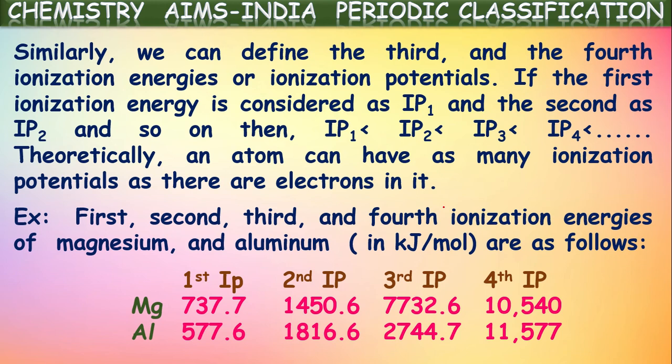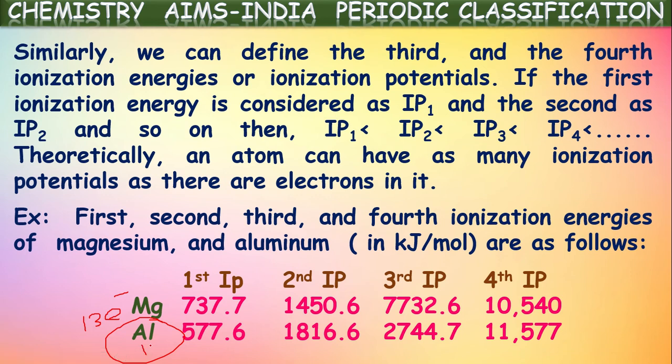If you see any atom, the first ionization energy will always be lowest, the second ionization energy will be greater than the first, and the third will be greater than the second. In that way, they are in increasing order. Why is it so? Do you know? Because if you see aluminum itself, we know it has 13 electrons, isn't it? Because its atomic number is 13.